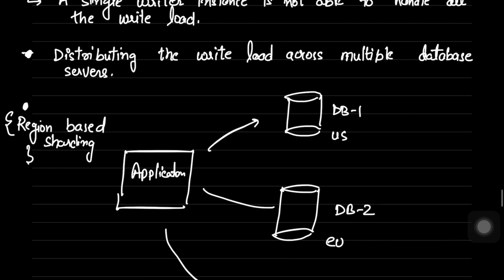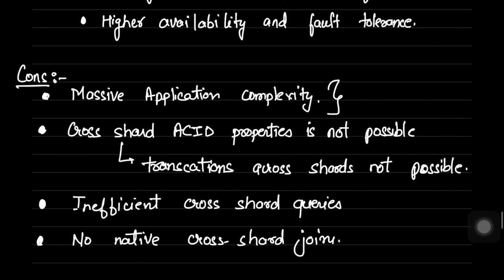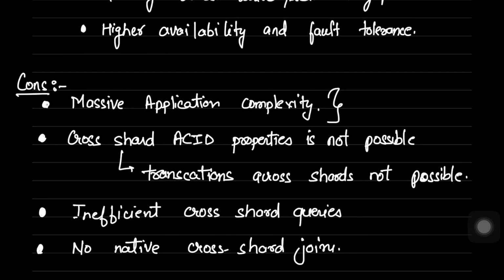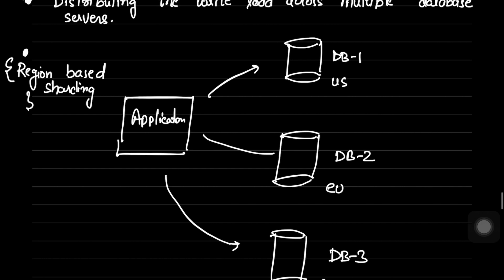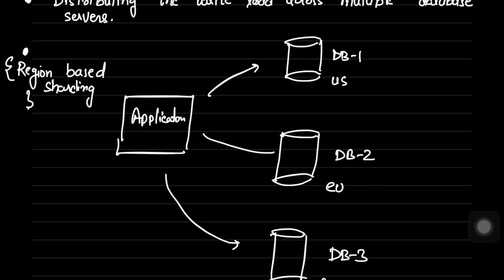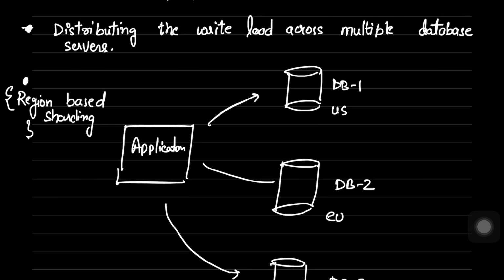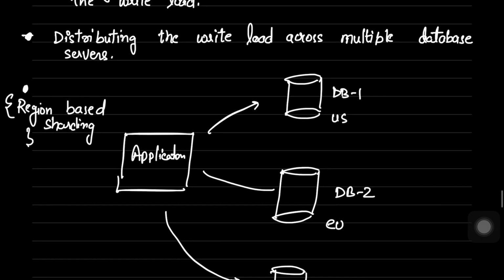So your application has to talk to multiple databases. So it comes with a massive application level complexity. Cross shard ACID property is no more possible. Because now you have multiple database instances, your cross shard query doesn't give you ACID compliance, because now they are not a single database server. They are multiple DB servers.